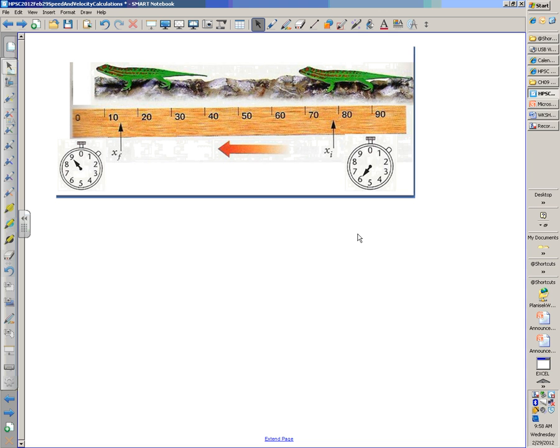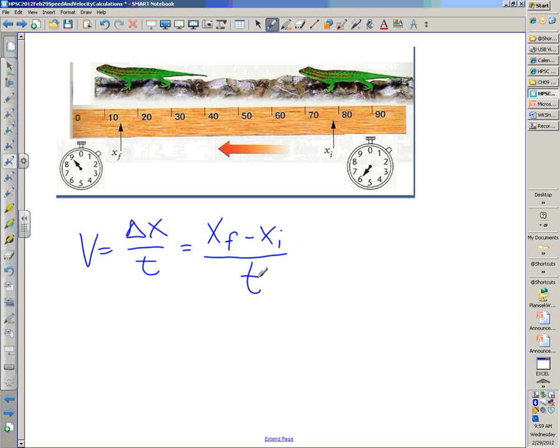All right. Gecko picture number 2. Once again, calculate the average velocity. So we're going to start off like this. That's how we define average velocity. And we said that in order to calculate the displacement of something, we need to know its final position minus its initial position. Good there? Now, let's start putting numbers in.